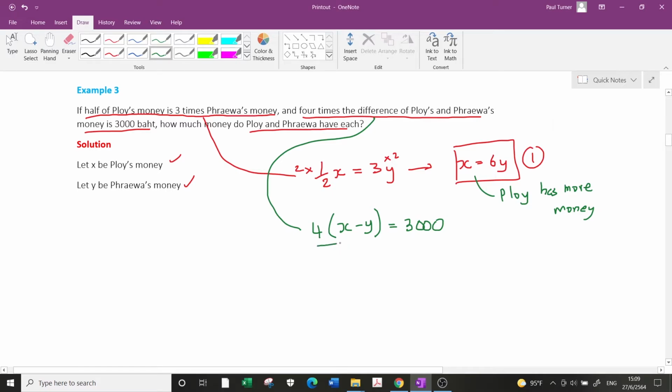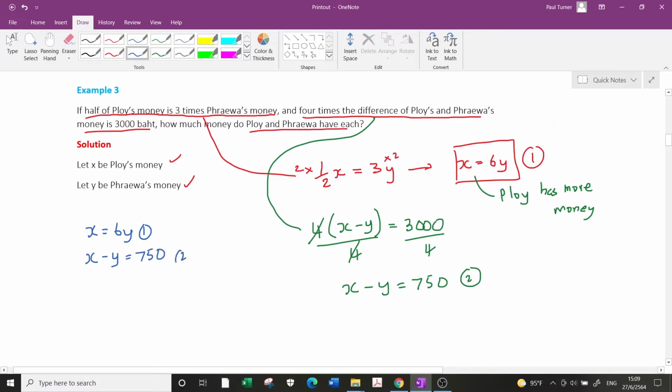But we can simplify this a bit. How about we divide both sides by 4 and cancel that? So x minus y equals 750. That's your second equation. So our two equations, let's do it again. So x equals 6y, equation 1. And then we have x minus y equals 750, as equation 2.